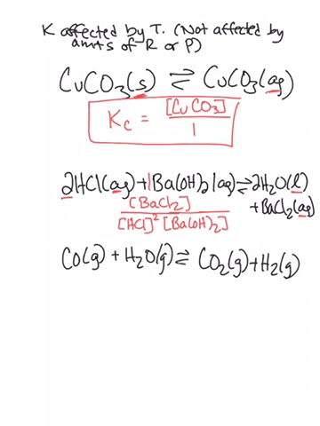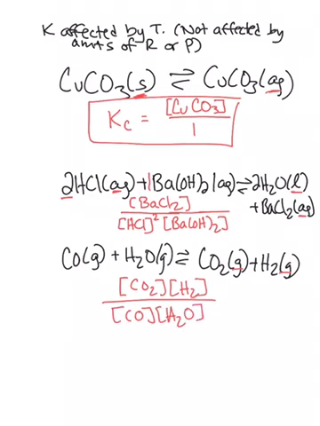Now in my third one, up in my numerator, they're both gases, so that's allowed. So I put CO2 and H2 in my numerator, and I put CO and water in the denominator. Again, because the phases are all right. Gases, I can use gases, I can use aqueous. I can't use liquids and solids.